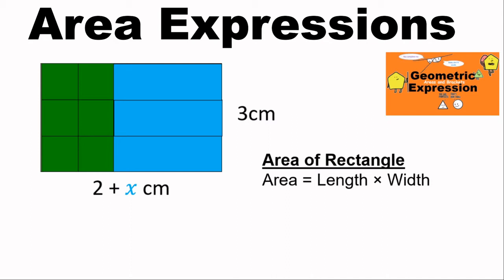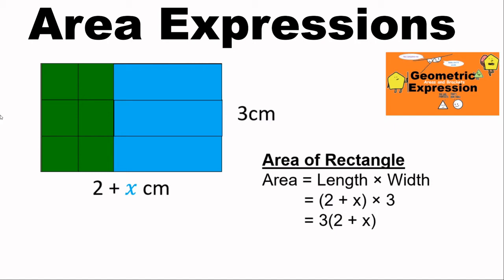Now, be careful not to overgeneralize. This is not the area for any shape. This only works for rectangles. And if I know that the length is 2 plus x and the width is 3, I would work out the area simply by doing 2 plus x times 3. However, we tend to find this easier when we put the single term in front of the bracket rather than after. So that's the same thing as 3 bracket 2 plus x.